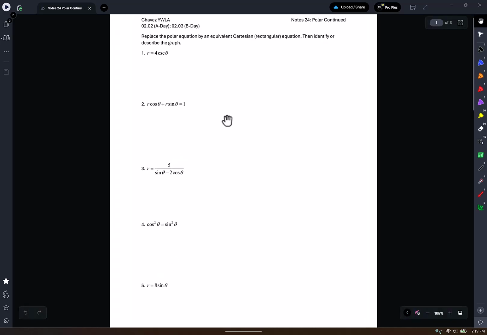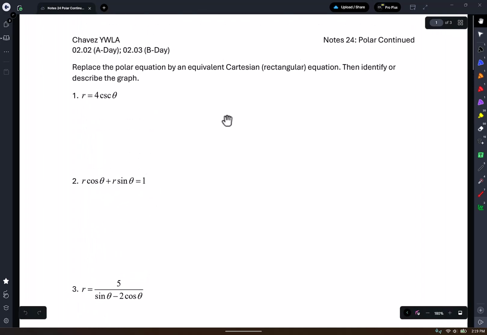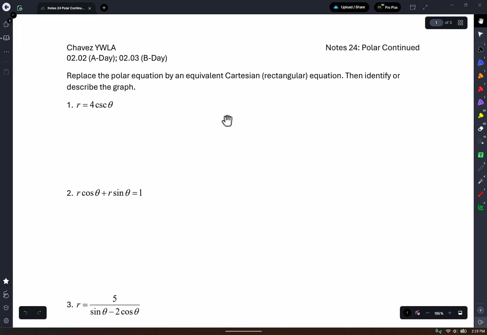You won't necessarily need a calculator today because we'll take care of everything within the notes here. All right, there's the bell. All right, here we go.